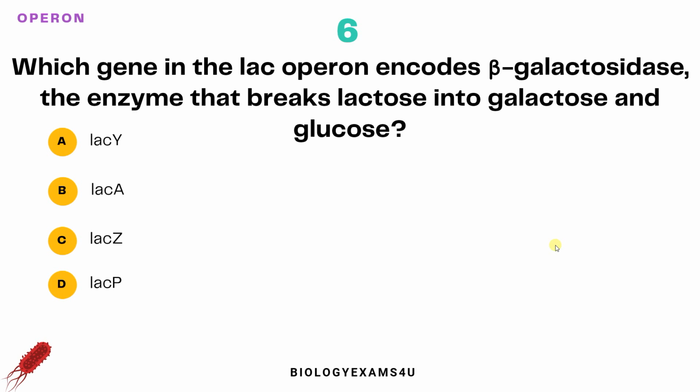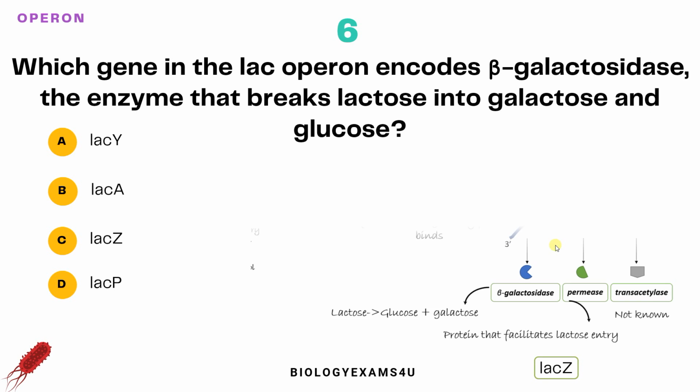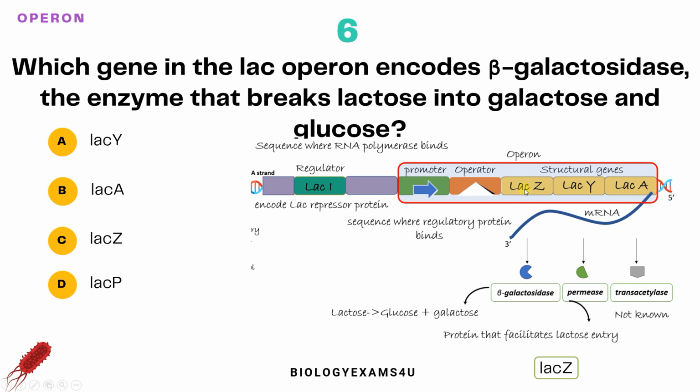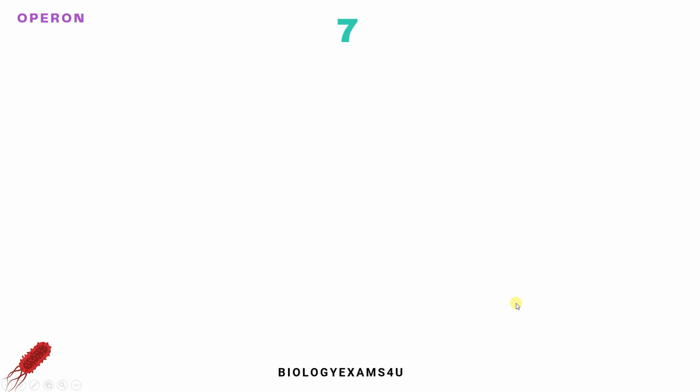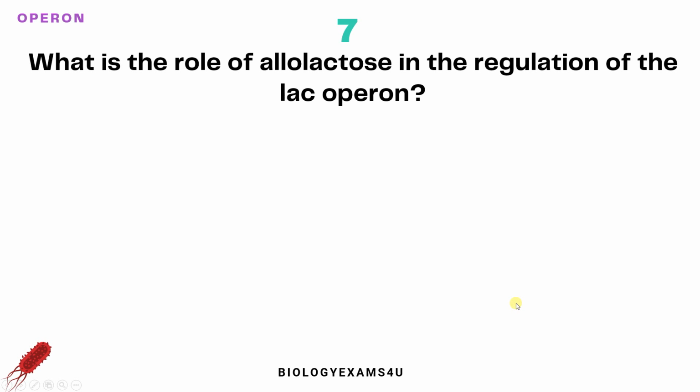Option A, LAC-Y. Option B, LAC-A. Option C, LAC-Z. Option D, LAC-B. The correct answer is LAC-Z gene. So this is the LAC-Z gene that codes for beta-galactosidase protein or enzyme that breaks down lactose into glucose and galactose. Question number 7. What is the role of allolactose in the regulation of the LAC-operon?